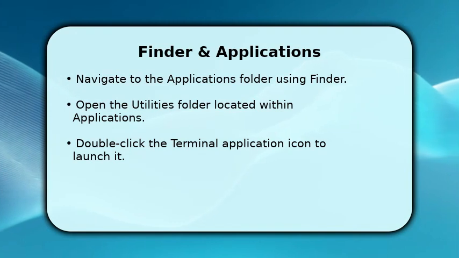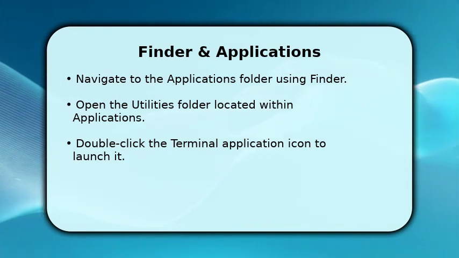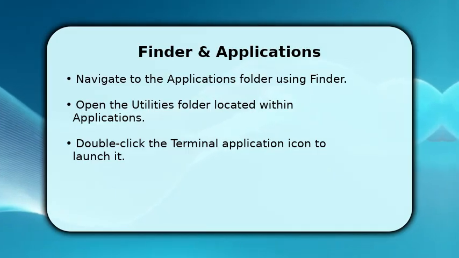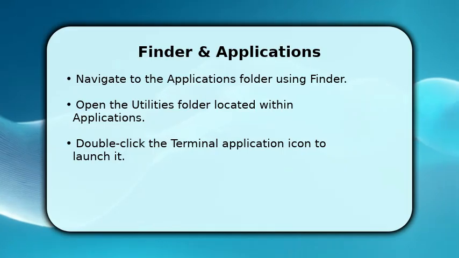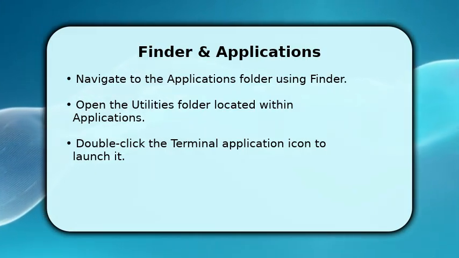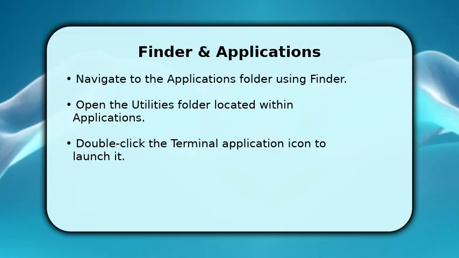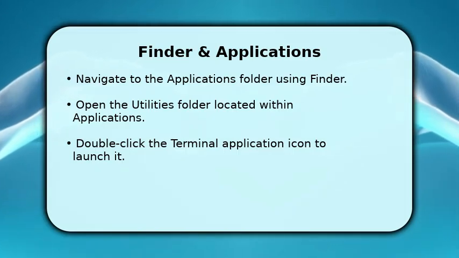Another reliable way to open Terminal is through the Finder. First, click on the Finder icon in your dock. From the Finder sidebar, select Applications. Inside the Applications folder, you'll find a folder named Utilities. Open this folder and there you will see the Terminal application. Just double-click its icon and a new terminal window will appear, ready for your input. This method is great if you prefer a visual approach.